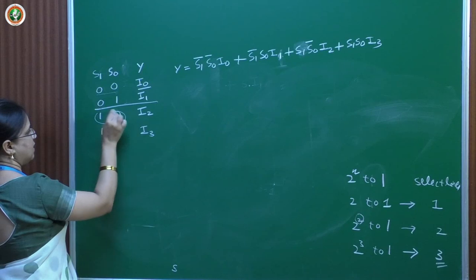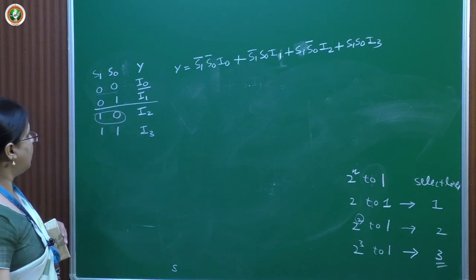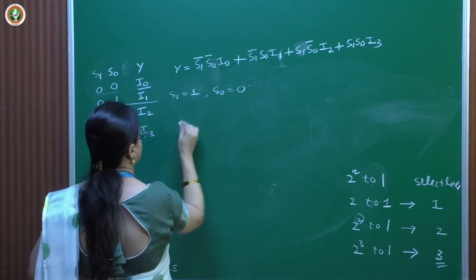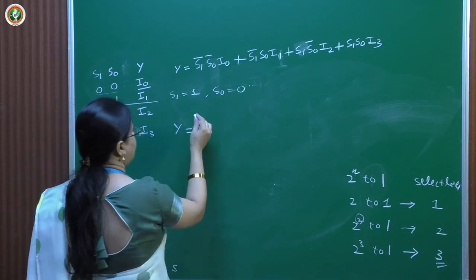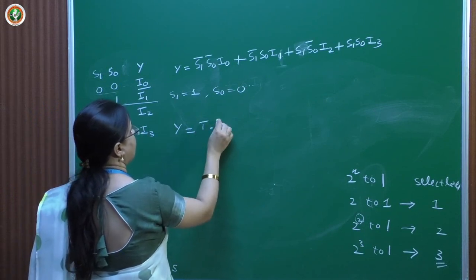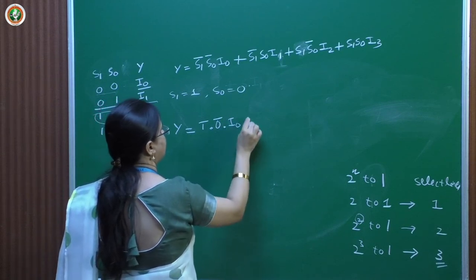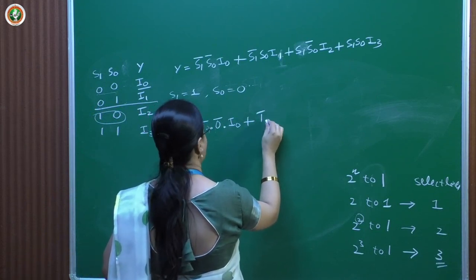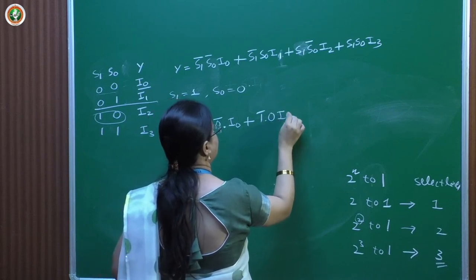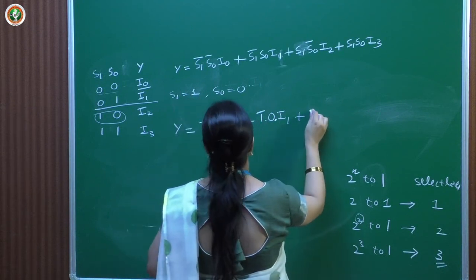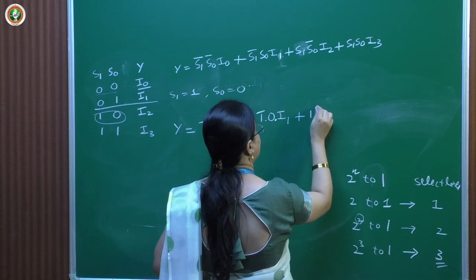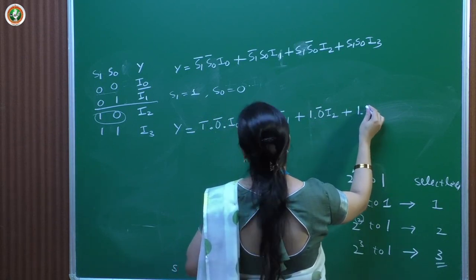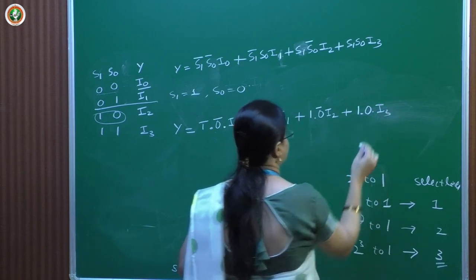Okay. So now let's verify for at least one of the inputs. So I want to verify for this. So that means I want to substitute S1 as 1 and S0 as 0. So let us see what will happen. S1 dash means I am getting 1 dash. Then S0 dash, 0 dash, then I0 plus. I am going to get next S1 dash again 1 dash and S0, S0 is 0, then I1 plus. S1 is 1 and S0 dash 0 dash I2 plus S1 is 1 and S0 is 0, then I3. So just check these terms.